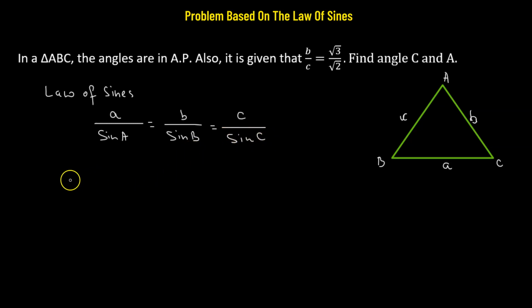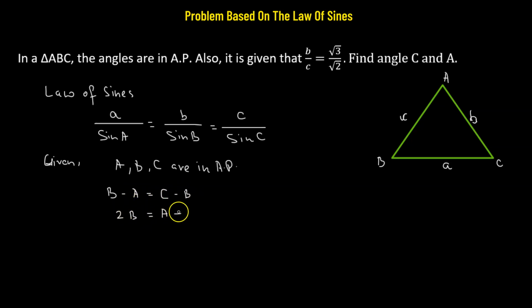Right. Now we will begin with the conditions that are provided to us. It's given here that the angles A, B, and C are in arithmetic progression. So when they are in arithmetic progression, then B minus A must be equal to C minus B, or I can say 2B must be equal to A plus C.